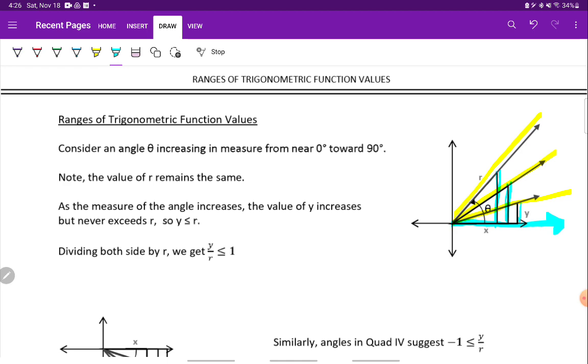But that value of Y is never going to exceed R. Because when we get up here at 90 degrees, our R value is going to be the same as our Y value. So we can conclude that Y is going to be less than or equal to R. If we divide both sides of this inequality by R, it brings us to the conclusion that Y divided by R has to be less than or equal to 1.